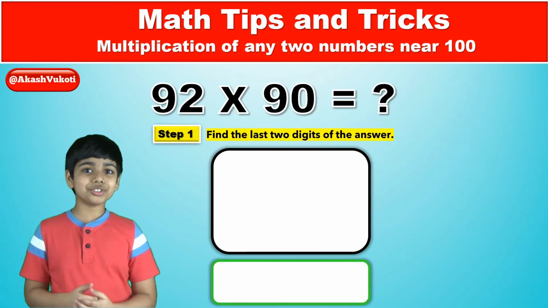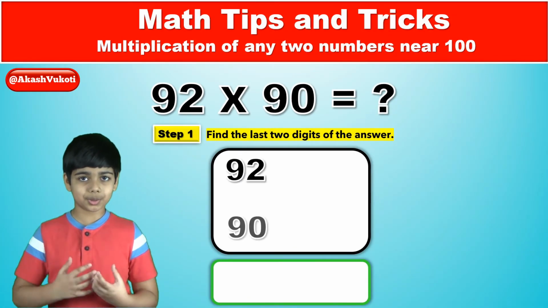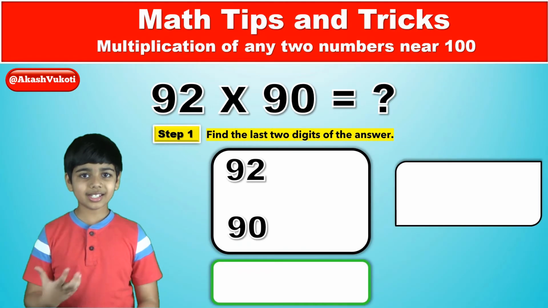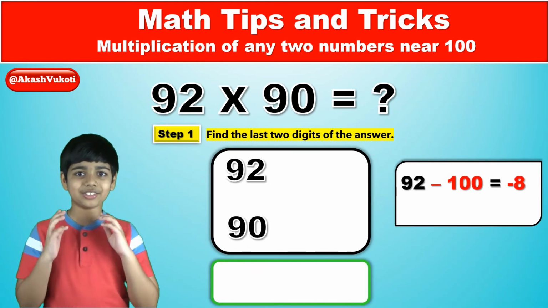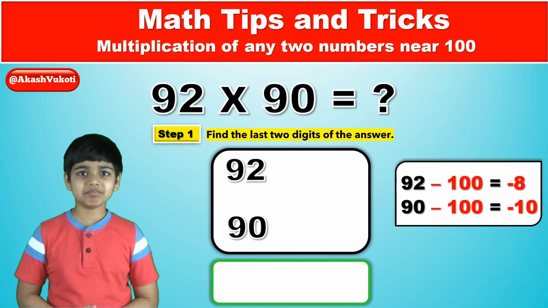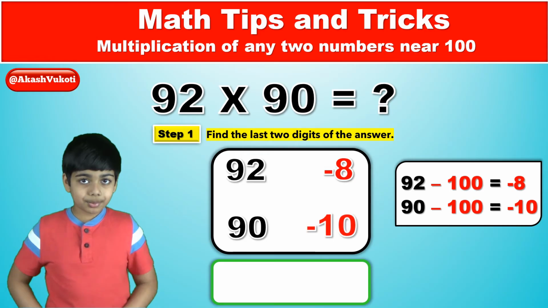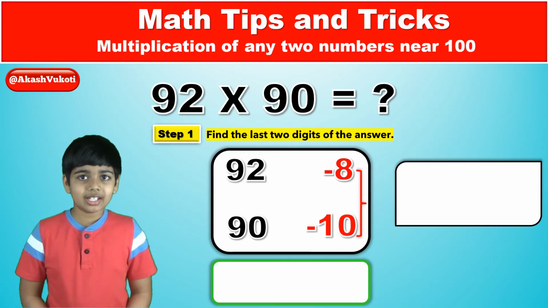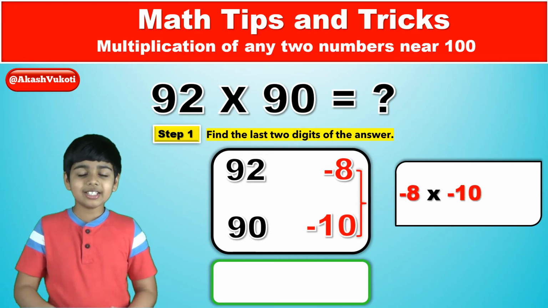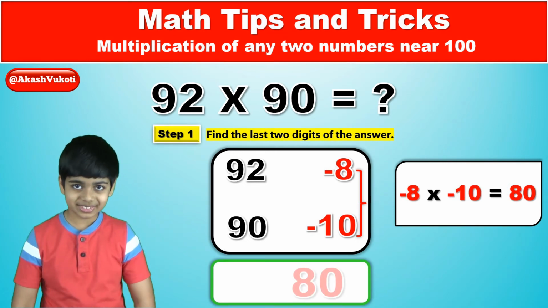Let's do yet another one. Say 92 times 90. We take the difference between each number and 100. 92 minus 100 is negative 8, and 90 minus 100 is negative 10. We write these numbers down. Next, we multiply both differences together, and negative 8 times negative 10 is 80, which are our last two digits.